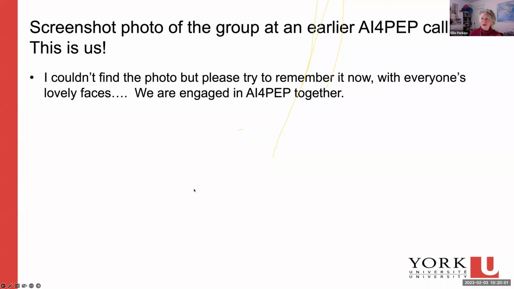Yeah, here's where I would have put a photo of all of the people who were at the first Zoom call that we had. There was a photo of everybody's faces in their boxes. It was beautiful. Imagine that. We are part of a community. We're working together.